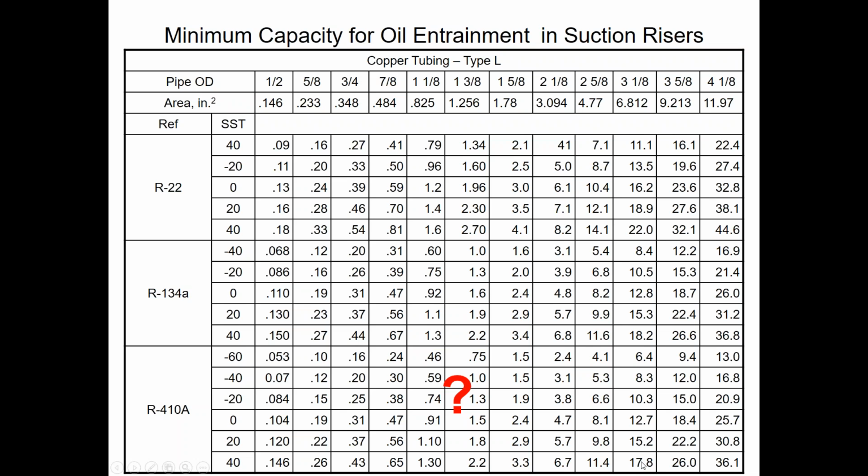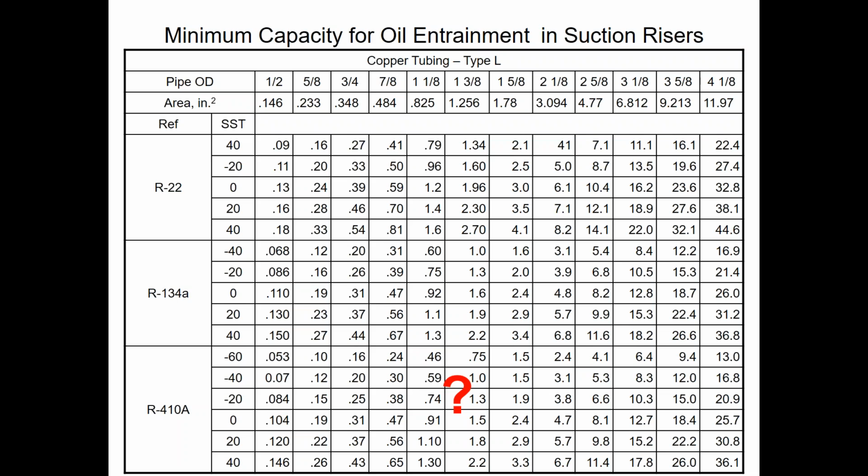So these are minimum capacity tables for oil entrainment in suction risers, not the horizontal sections, strictly the vertical riser sections. These are the tables we look at out of the engineering catalogs. We say, okay, what's our minimum tonnage? What does the condensing unit go down to? What's its minimum tonnage?